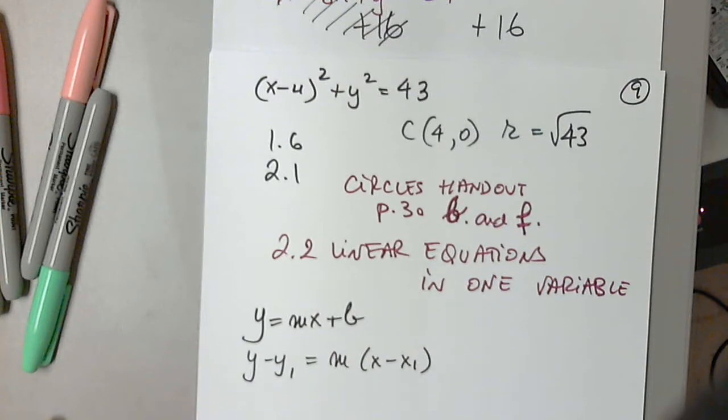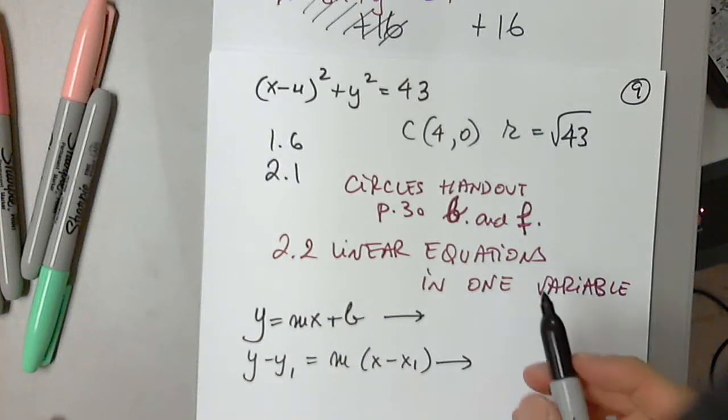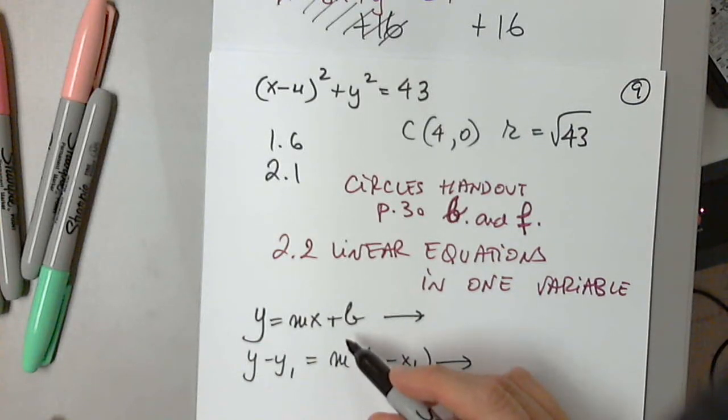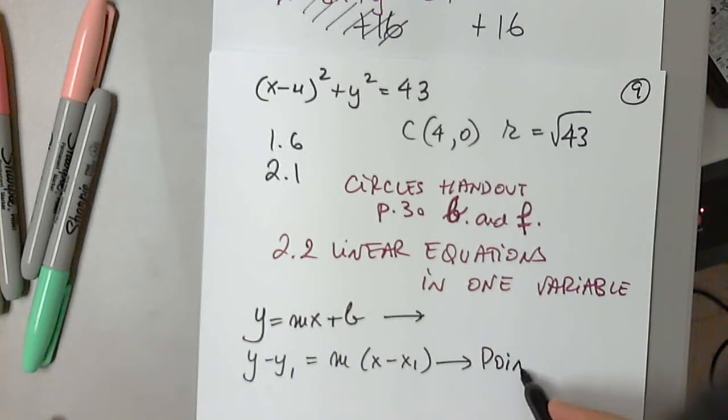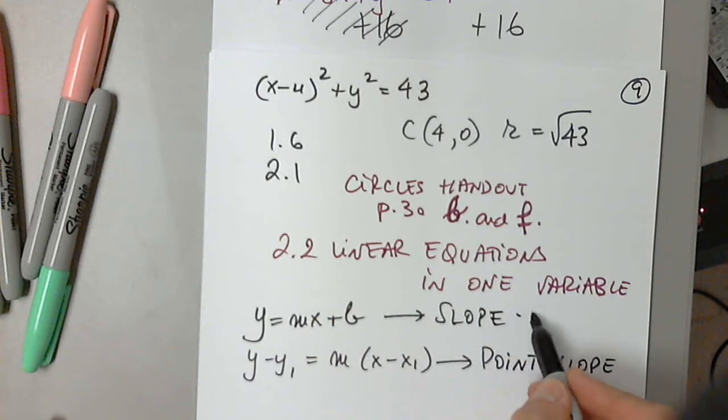Okay, so can anyone refresh our memory on the names of these two equations? So this is point slope, and this is slope intercept. Very good. It should be clearly specified slope y-intercept, but we know what it means. So it's slope intercept. Very good.